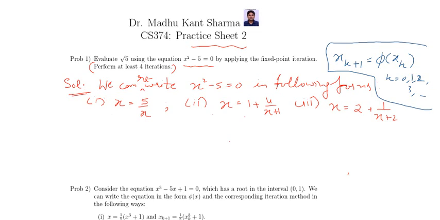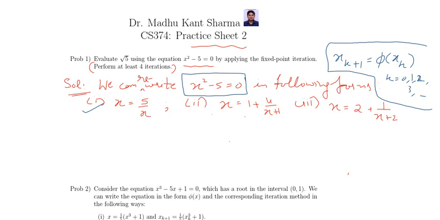There are 2 steps you need to follow. If you look at the equation carefully, you can rewrite the equation x square minus 5 equals 0 in the following 3 forms. Maybe other forms are also possible. The very first form is x equals 5 by x. The other form is if you rearrange, x square minus 4 equals 1.